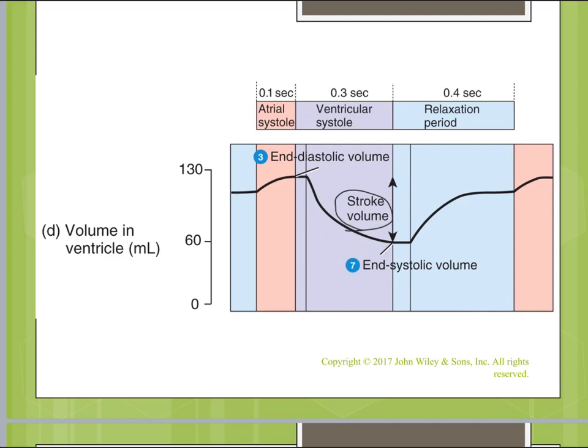So let's look. The atria contract, starting to fill the ventricles, and then the ventricles are going to contract. What we can take is end diastolic volume, which is 130 milliliters, subtract end systolic volume, which is roughly 60, which gives us an average stroke volume of about 70 mils. So this is our stroke volume. An average healthy male will eject about 70 milliliters of blood per contraction, per beat.